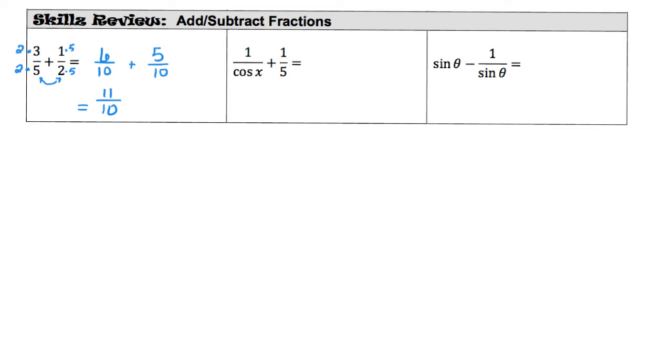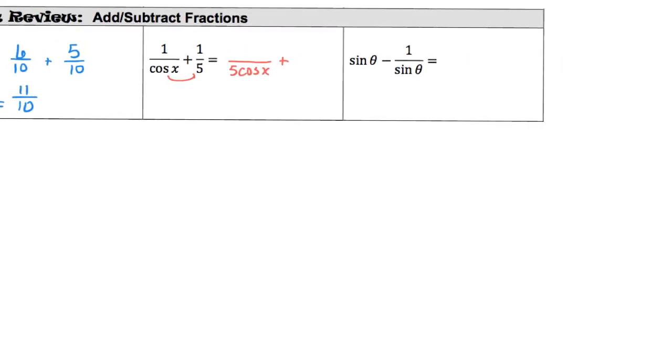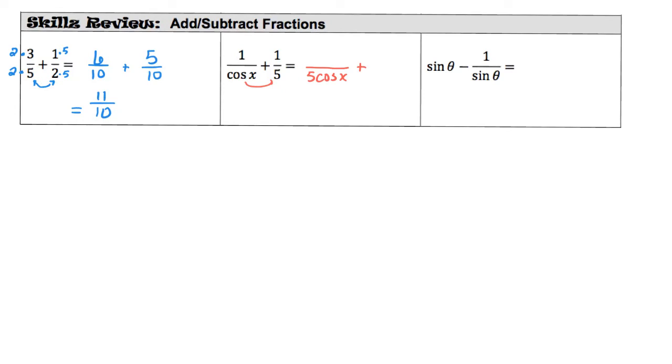So for instance, in this next example, I have 1 over cosine of x plus 1/5. I'm going to create my common denominator by multiplying my two denominators. So cosine of x times 5 is 5 cosine of x. So I'm going to turn both of these fractions into a fraction with that denominator. And then I also want to make sure I multiply my fraction so that my numerator changes as well.